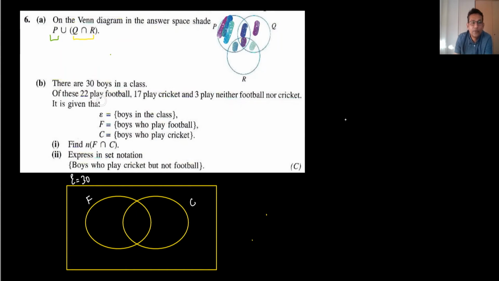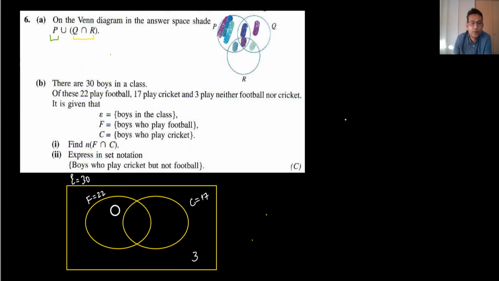Of these, 22 play football. Okay, this football is 22, and 17 play cricket, and 3 play neither football nor cricket. So I will write 3 outside, and the universal set is given, we have done it.